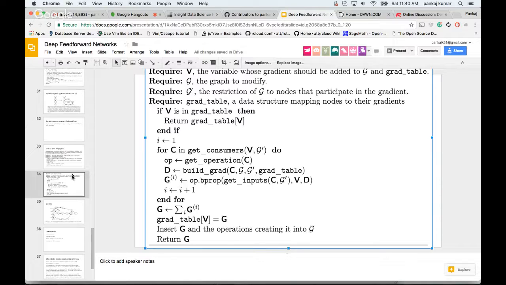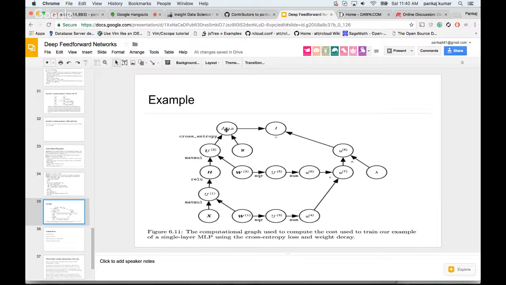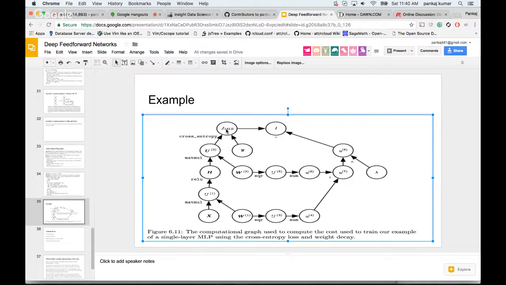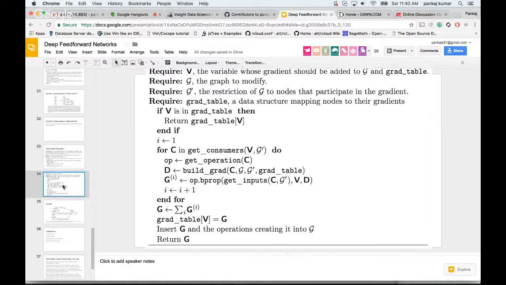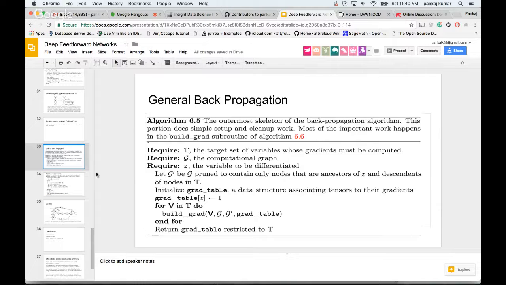So for example, this is a computation graph. Every node has an input and an output. The input comes from some other nodes, the output goes to some other nodes, and there is an operation that happens in this node. In that case, you can compute the whole backpropagation in that computation graph using the algorithm outlined in the book called the general backpropagation.